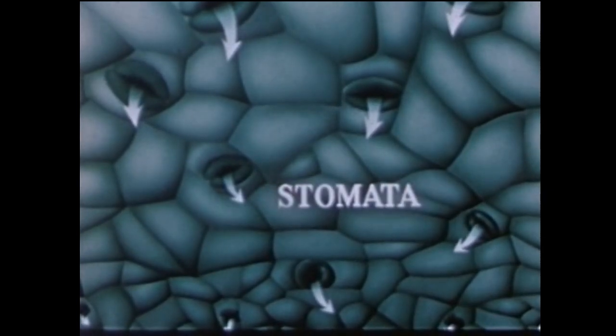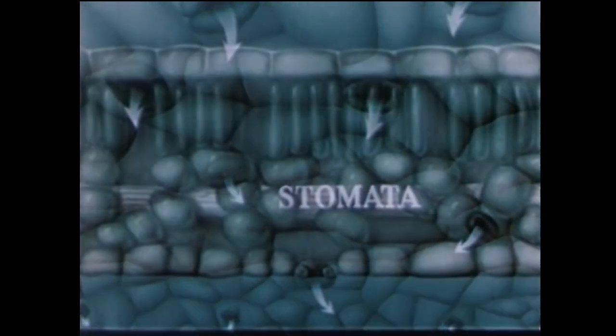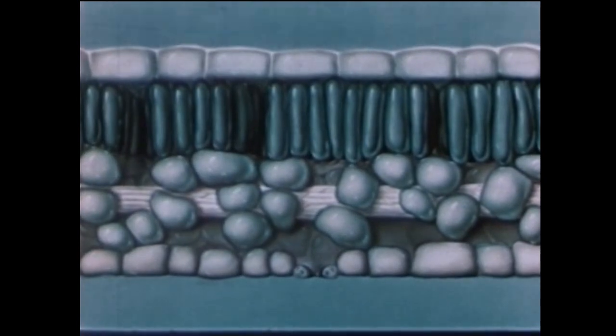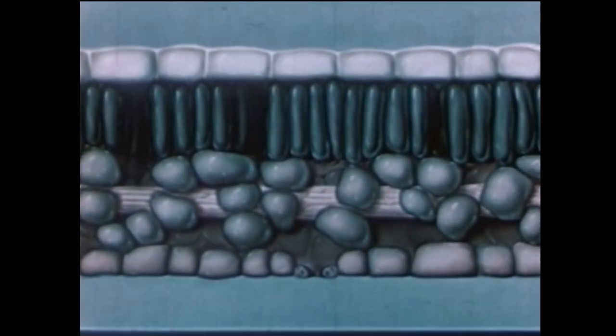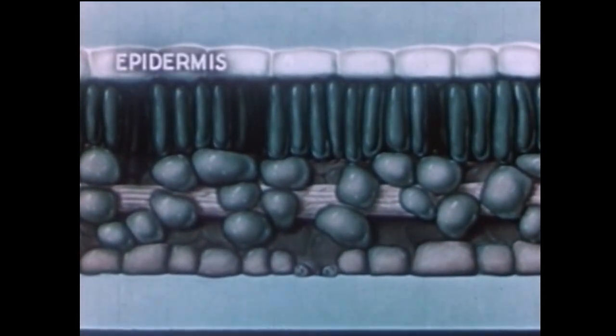A greatly enlarged view of the leaf's underside reveals part of its intricate structure. Here among the epidermal cells are minute openings, or pores, called stomata. There are thousands of these stomata in 1 square inch of leaf surface. Now let's look inside the leaf. Exposed to direct sunlight is the upper skin, or epidermis.